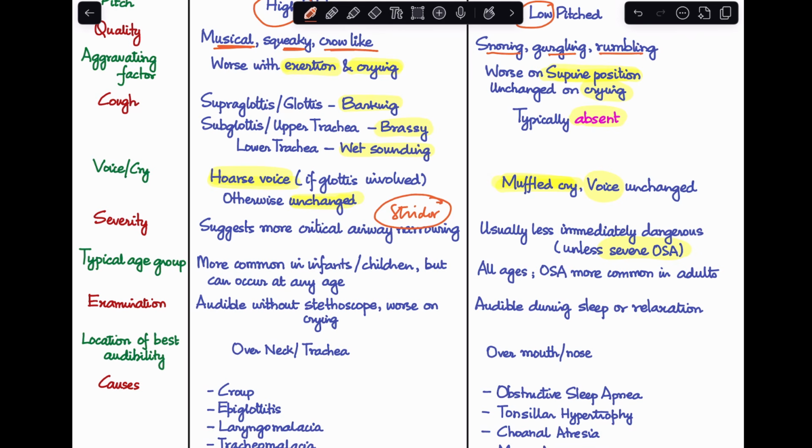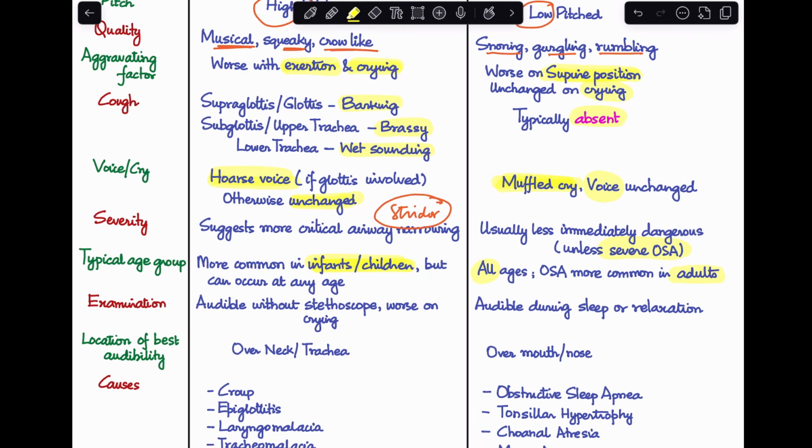Next, talking about the typical age group. So, stridor is more commonly seen in infants and children, but however, it's not limited to them, it can occur at any age. And stertor also occurs at all ages, but if it is a case of obstructive sleep apnea, that will be more commonly seen in adults.